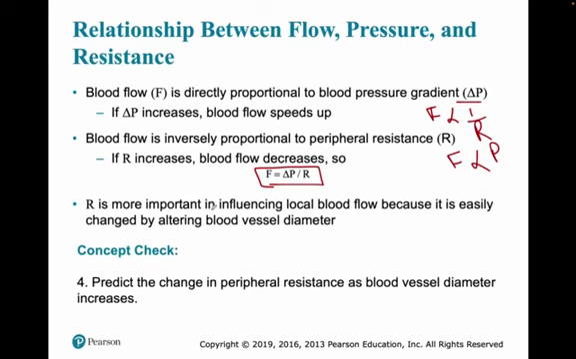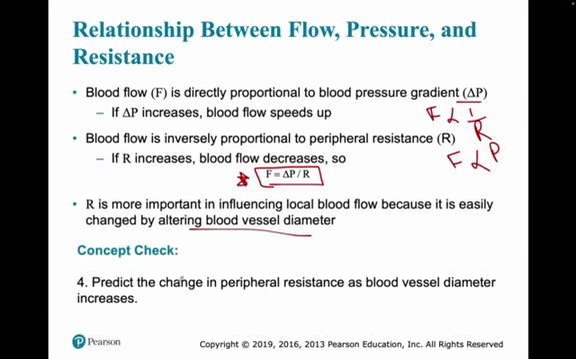So R is more important, therefore influencing the local blood flow, because it can be changed by altering the blood vessel diameter. All right, so remember this formula: flow is directly related to pressure but indirectly related to resistance.